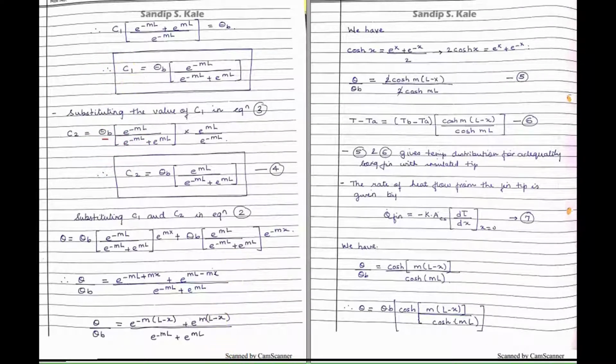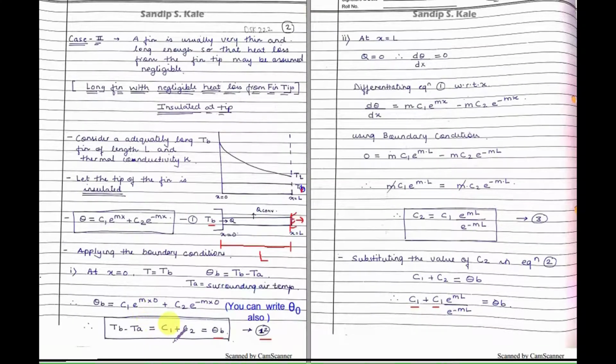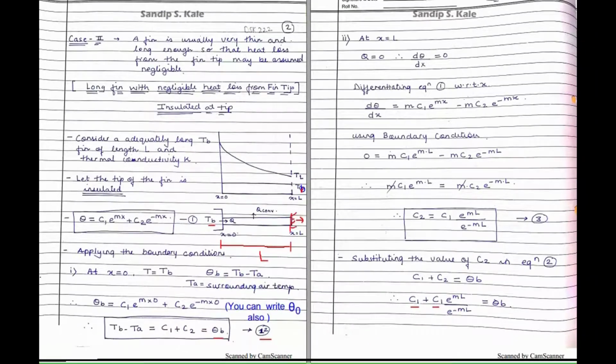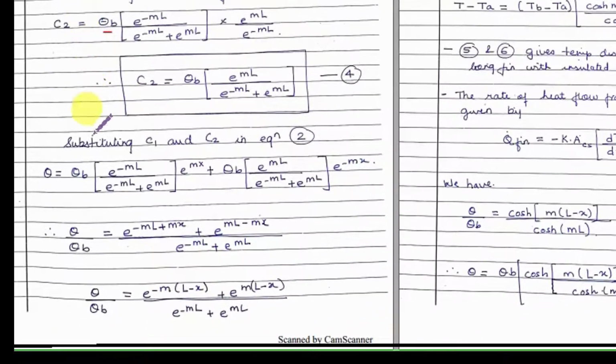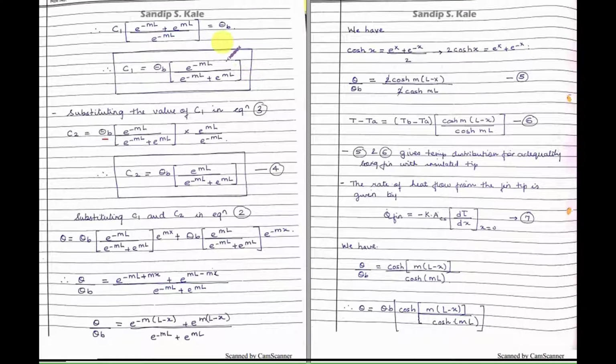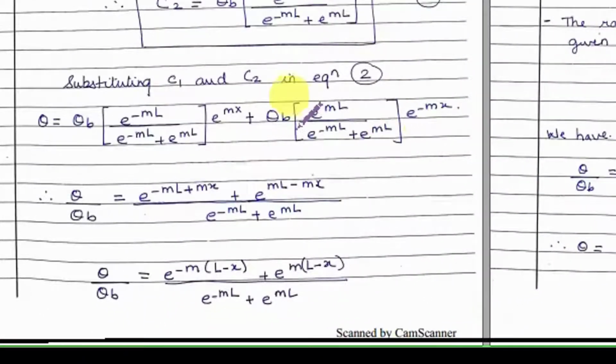So let's see what equation number 2 is for your understanding. This is equation number 2, that is theta b is equal to c1 plus c2. So I will substitute over here, right? So theta is equal to c1. What is the value of c1? Theta b multiplied by this whole bracket, plus what is the value of c2? Theta b multiplied by this whole bracket. So what I will do is take theta b as common now.